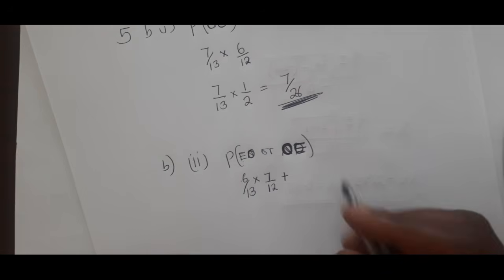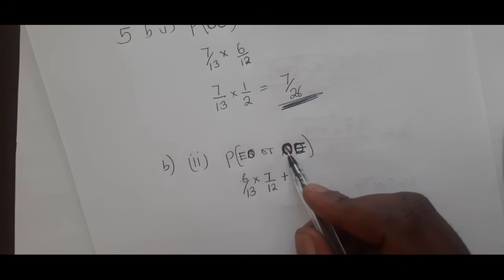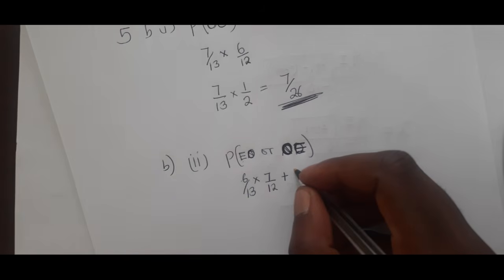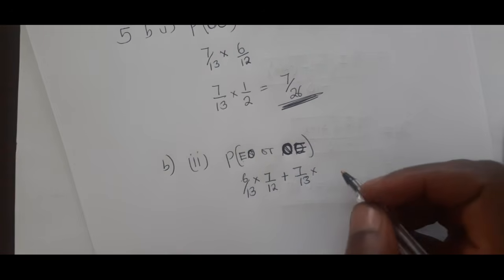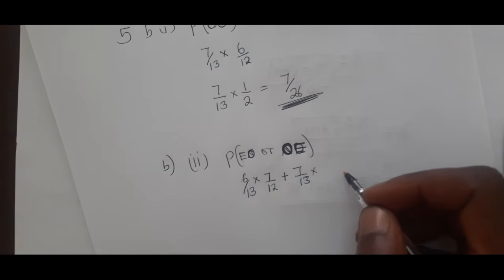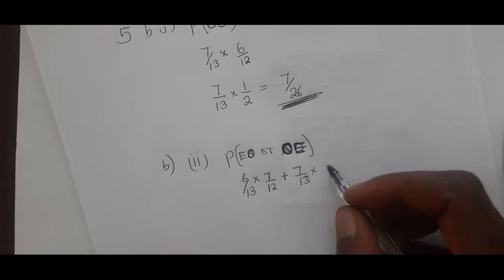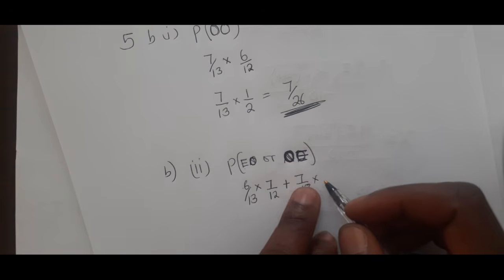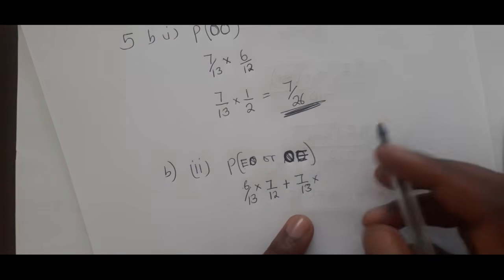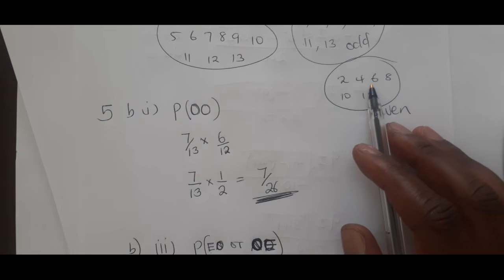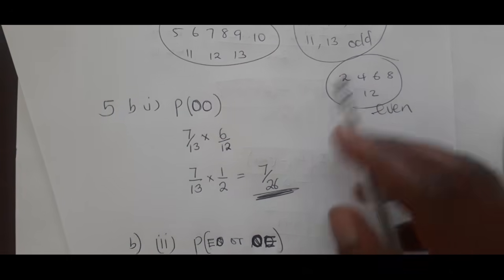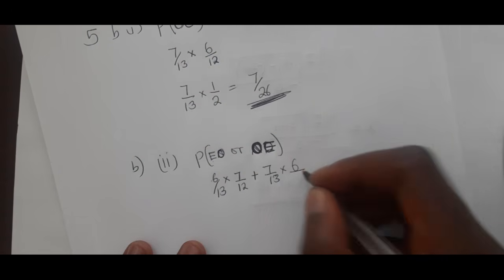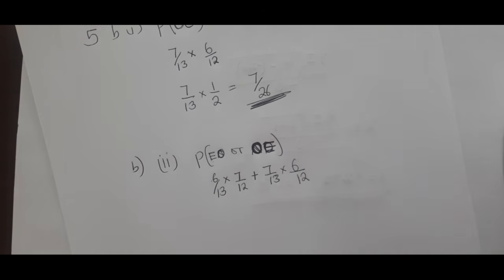Okay. So we are saying if the first one to be picked is an odd number, what are we going to have? We're going to have 7 over 13 multiplied by the second one. If it's an even number, the second one. Remember, the even numbers are still at what? At 6 in the box. But the total number has reduced from 13 to 12. So if the second one has to be even, then it will be 6 over 12.